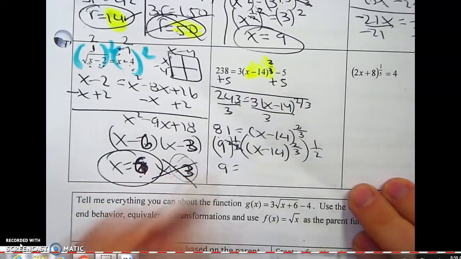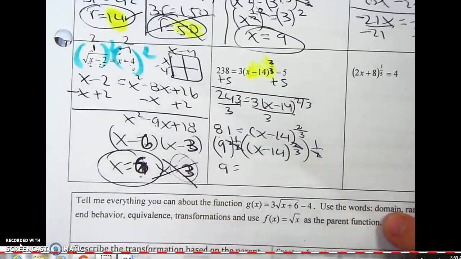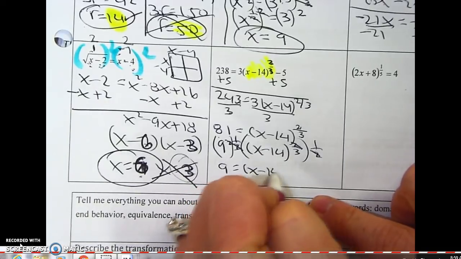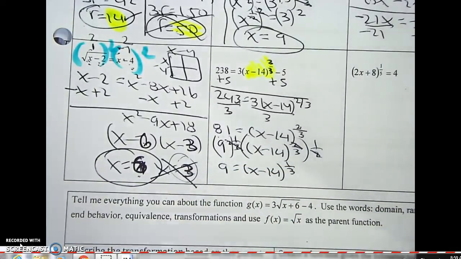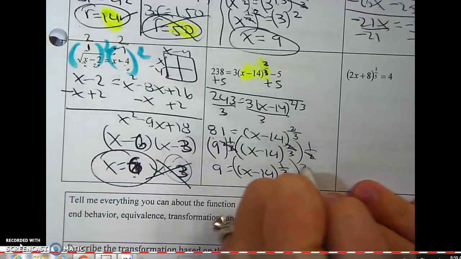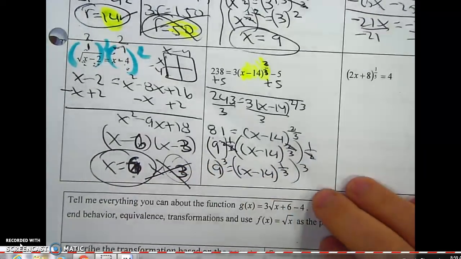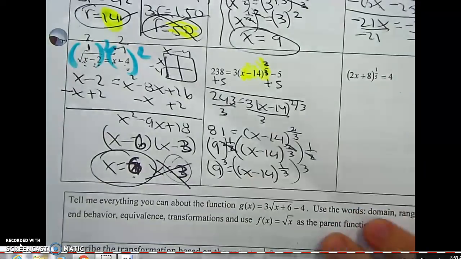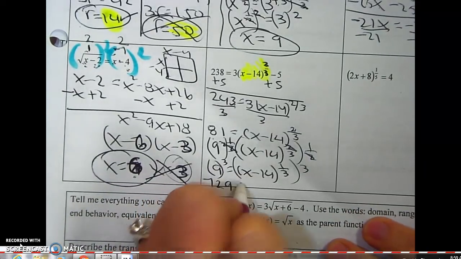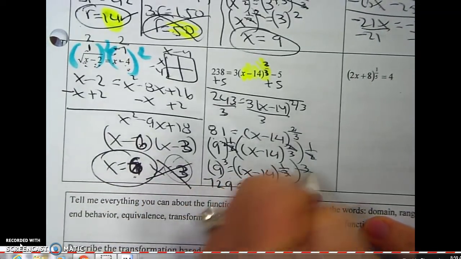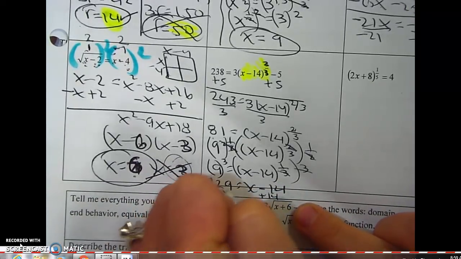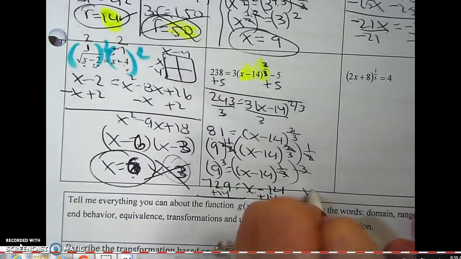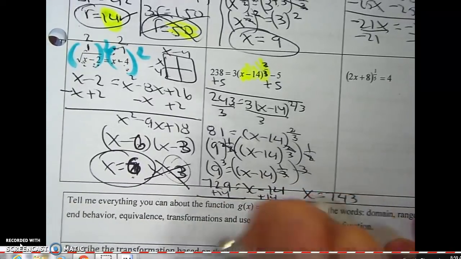Now that's gone. That's my point. 2 on top, 2 on bottom, gone. x minus 14 to the 1/3. Now, since I have it to the 1/3, what am I going to do? I'm going to cube it. And 9 cubed is 729. If you didn't know that, your calculator will tell you that. Gone. And then I add 14. And I get 7x equals 743.